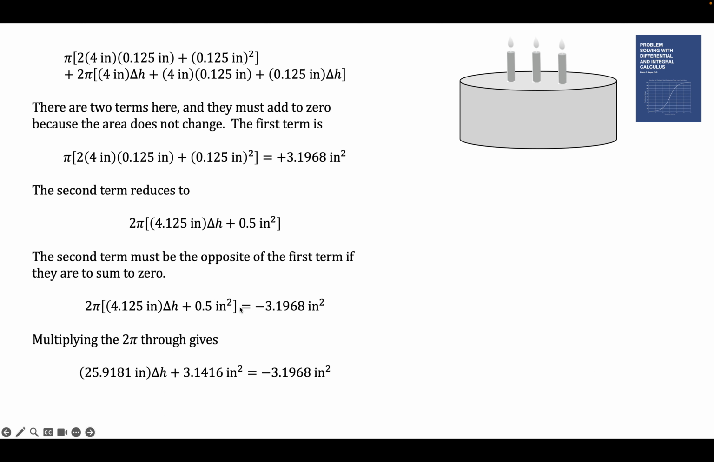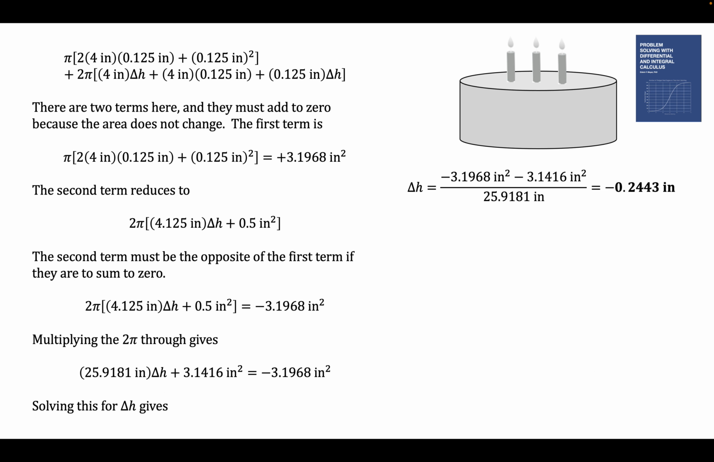Putting the 2 pi in there. On the left-hand side, we get this. Solving for delta H, we get a minus about 1/4 inch. If we drop the height by 1/4 inch, increase the radius by 1/8 inch, it's about the same frosted area.